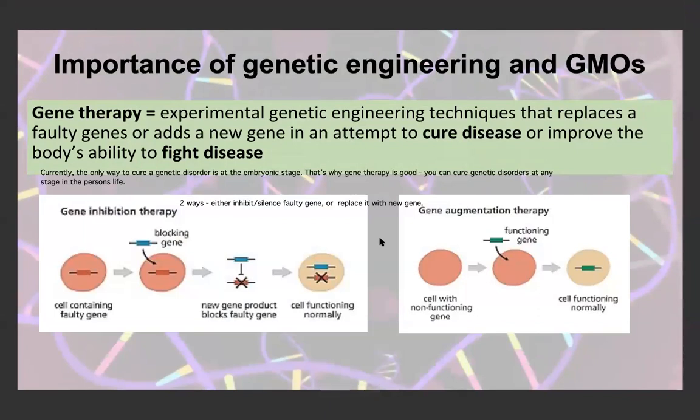You can also use gene therapy, which is a very important part of genetic engineering. Gene therapy is an experimental genetic engineering technique that replaces a faulty gene or adds a new gene in an attempt to cure disease or to improve the body's ability to fight disease. So for a cell containing a faulty gene, either a blocking gene could be put in and the cell could function normally, or the cell doesn't have a gene at all and a functioning gene will be put in and the cell then functions normally. Currently, the only way to cure a genetic disorder is at the embryonic stage, but gene therapy actually allows genetic disorders to be cured at any stage in a person's life.